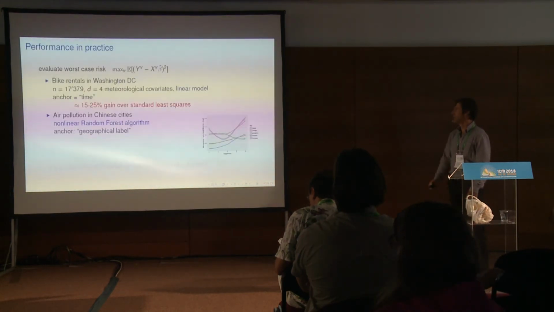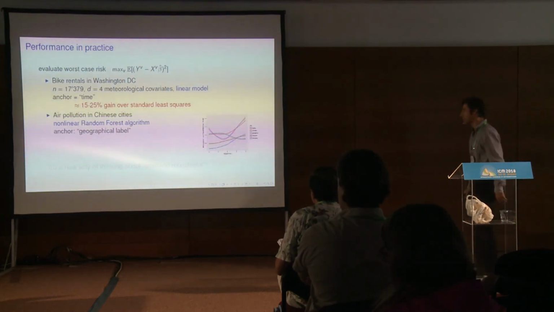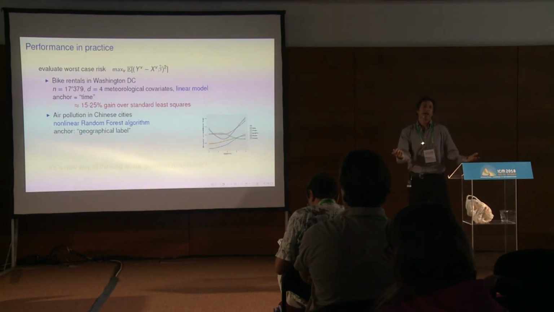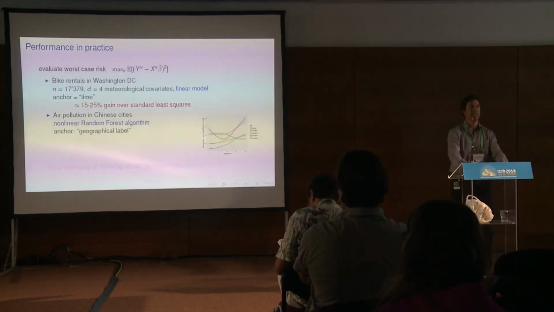Okay. So let me show you at least a bit how this performs. Now we're in the prediction mode. So how does that work in practice? Here's a very simple example. So this is bike rentals in Washington, D.C. Okay?